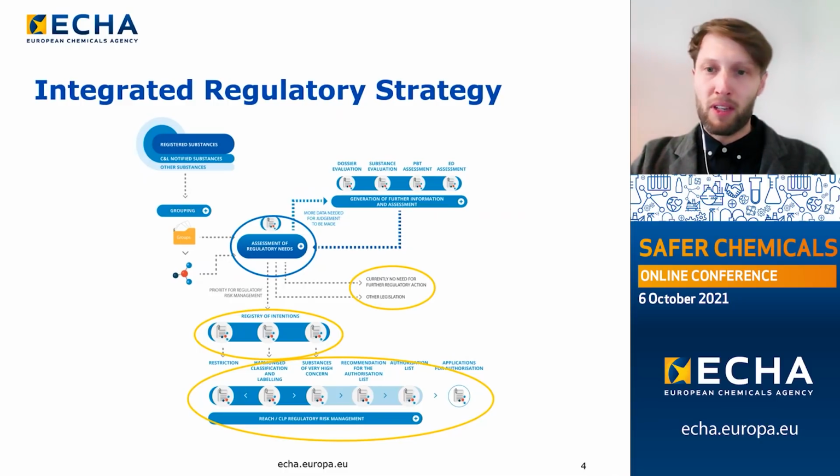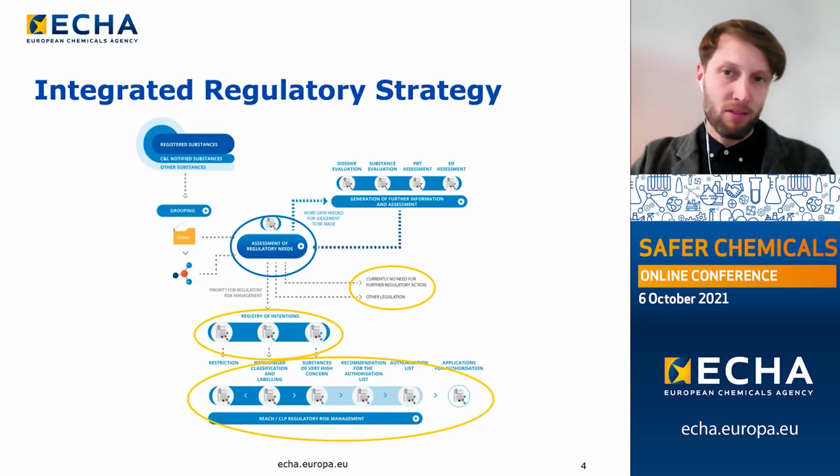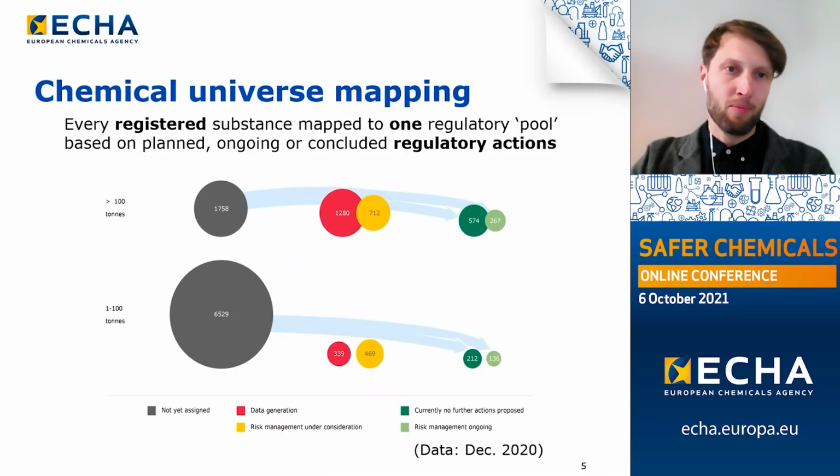The grouping, as I said, is very much at the core of this. We use this work to find substances that need regulatory action. We have the chemical universe to map the progress in this work. I will come back to that very soon. And we have the annual IRS report, which is the Integrated Regulatory Strategy report, where you will find more details, and also this will come later on.